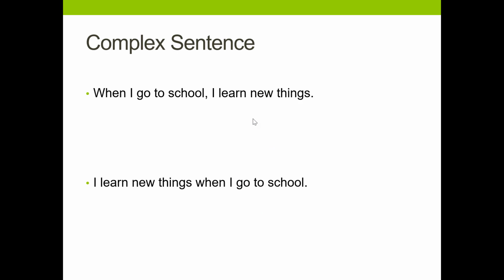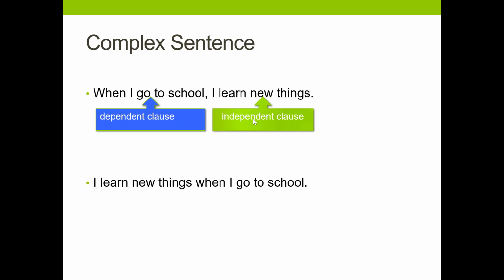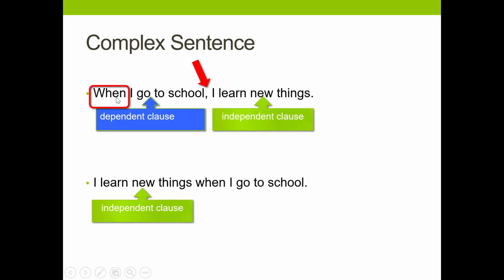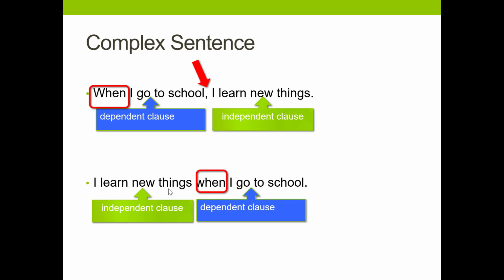Let's take a look at the structure. When I go to school, I learn new things. We have the dependent clause and the independent clause with the subordinating conjunction and a comma in the middle. But you could also bring this independent clause at the beginning. I learn new things when I go to school, with the subordinating conjunction in the middle. So there are 2 ways to write this sentence.